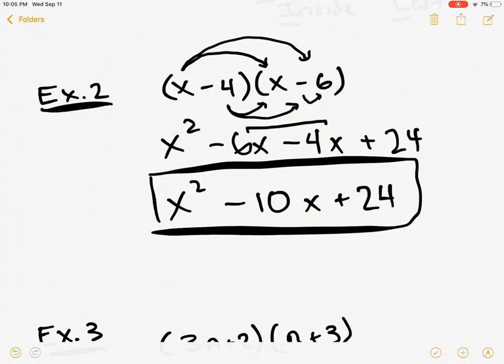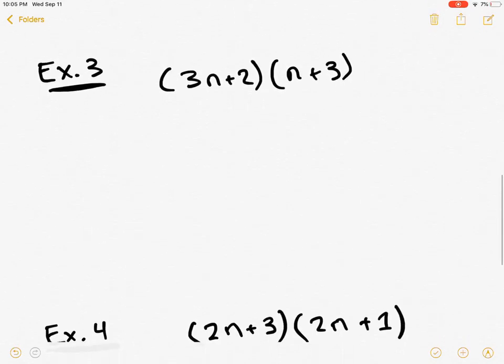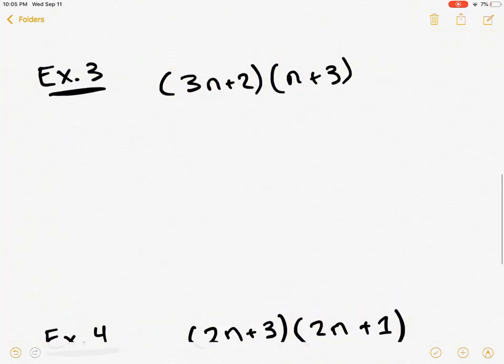In our next examples, we're going to look at multiplying binomials, the same idea using FOIL, but with slightly more challenging problems with a coefficient in front of our variable term this time. Let's take a look at example 3. If we use FOIL, we'll start with our first terms again. This time our variable is n, and when we multiply the variable terms together, 3n times n will give us 3n squared.